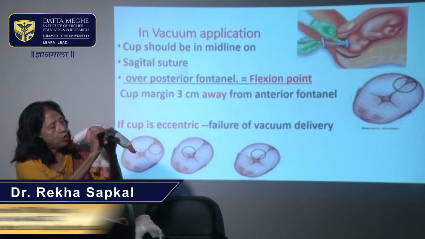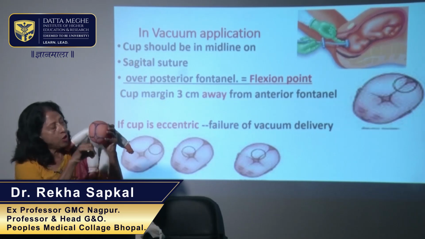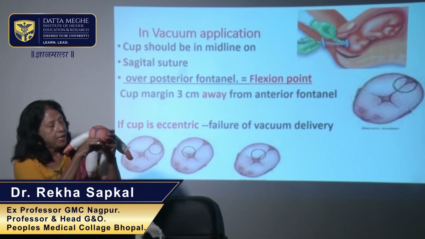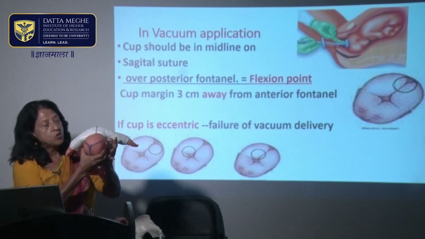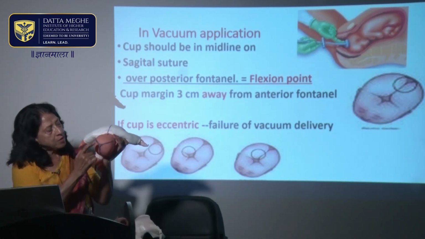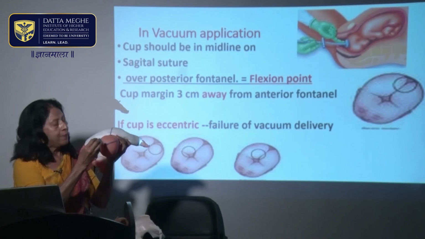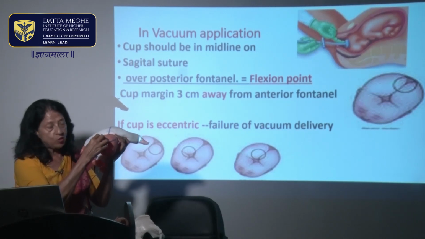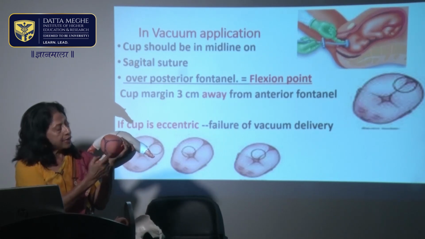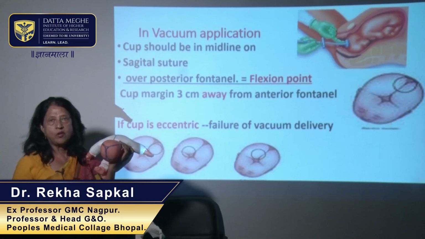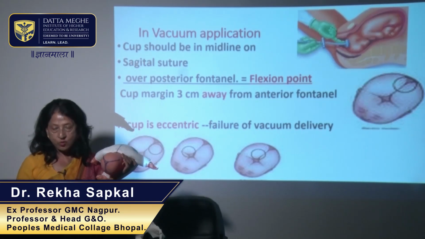The cup should not go on either side. The cup should not go on the anterior fontanelle. If the cup goes here and I give traction, there is deflection of the head. So, what should be there? This point is known as the flexion point. The cup of the vacuum should go over the posterior fontanelle itself. If it goes eccentrically, then there is failure of vacuum, failure of the instrumental delivery.